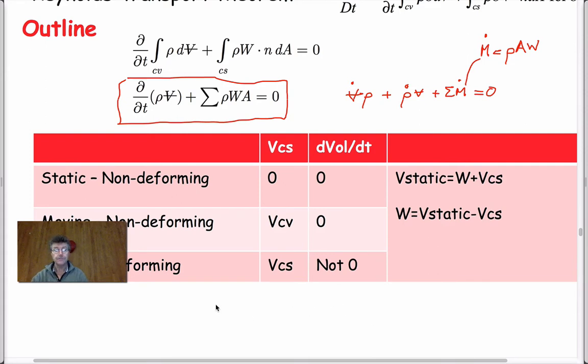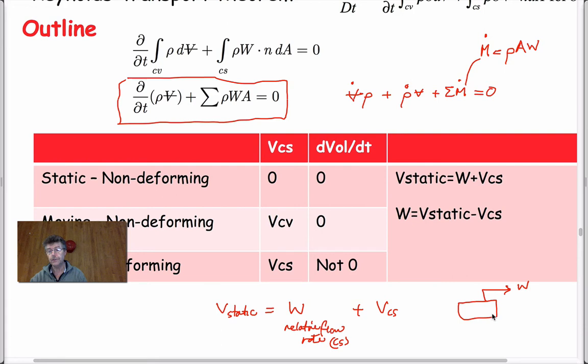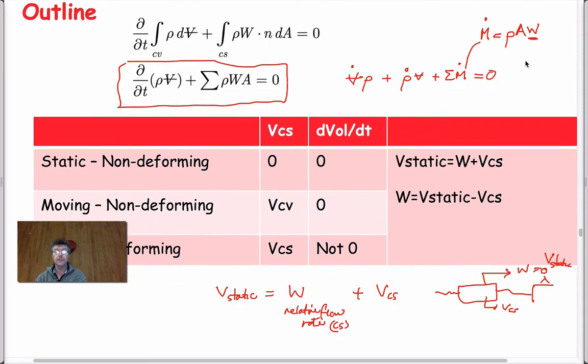And so V static is equal to relative flow rate, and it's relative to the control surface, right? Plus the velocity of the control surface. And so we've always used this kitschy view of things to represent exactly what's going on. And of course, the velocity that we see it at is this velocity of the static observer. And so you need to be able to make that substitution. It's not very difficult for mass flow rates because we know we always have to be using this relative velocity. And so that's perhaps not so challenging as others.